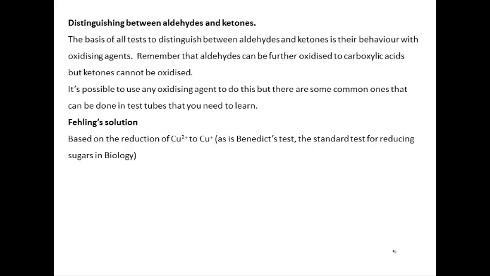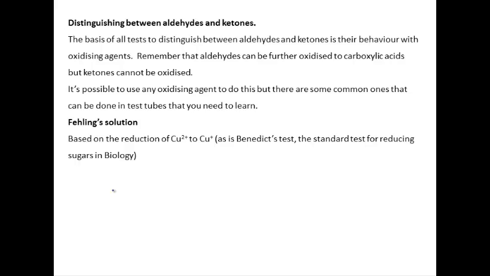You need to understand some ways of distinguishing between aldehydes and ketones, and the basis of all of these tests is their behaviour with oxidizing agents. All aldehydes can be further oxidized to carboxylic acids, but ketones cannot be oxidized. So it's possible to use any oxidizing agent to do this. There are some common ones that can be done in test tubes that you need to learn.